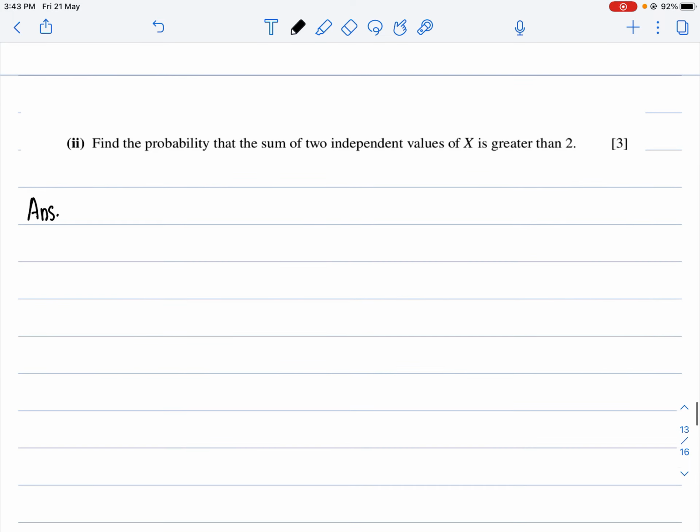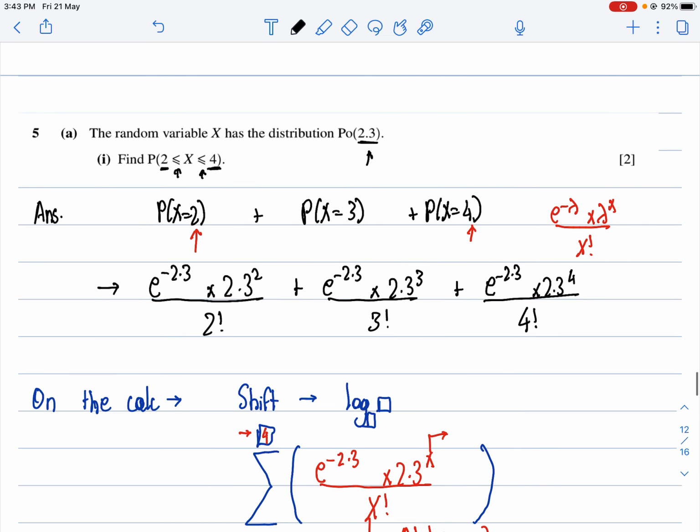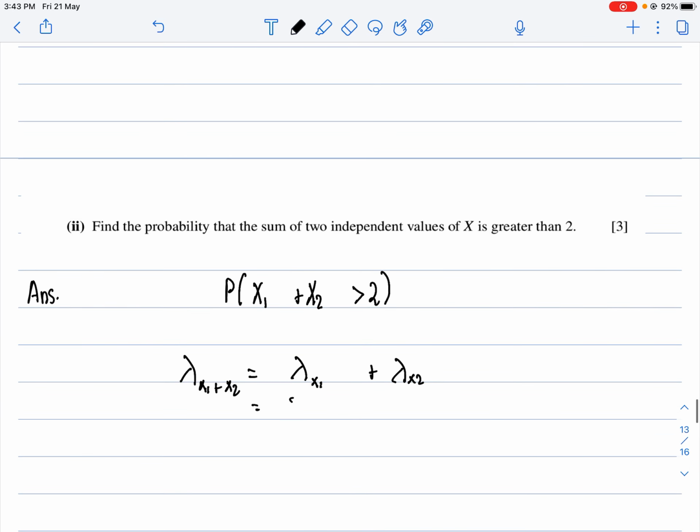Now, find the probability that the sum of two independent values of x is greater than 2. That means I need the probability that x1 plus x2 is greater than 2. The mean, or the lambda, of x1 plus x2 will be equal to the lambda of x1 plus the lambda of x2. For each of the x values, the lambda is 2.3, so this will be 2.3 plus 2.3, which is 4.6.